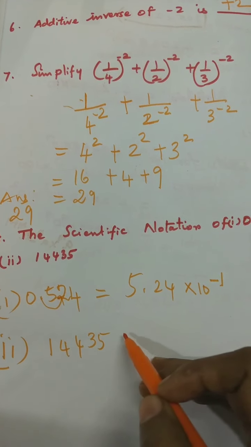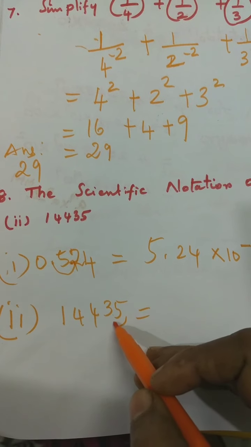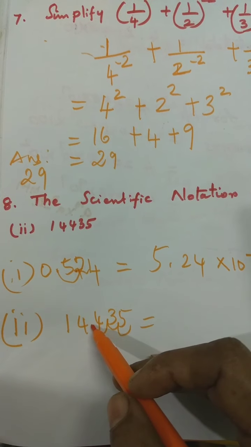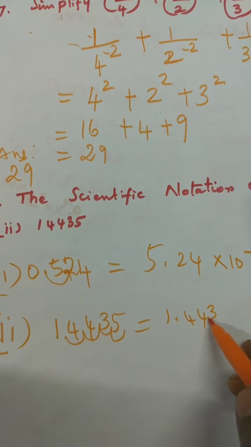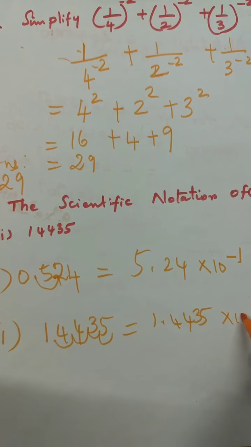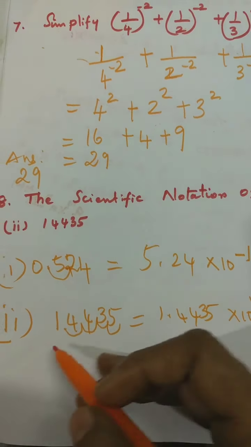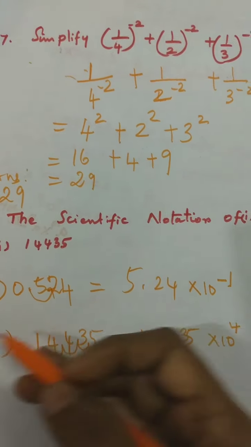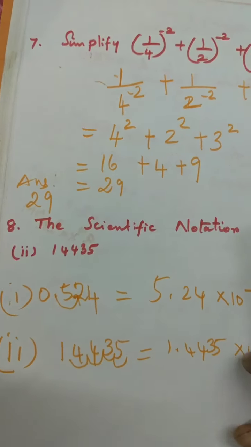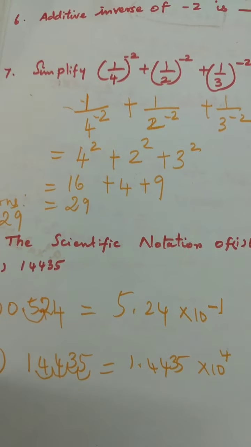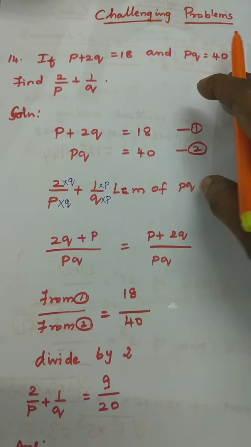14435. Here also, after 1 digit we put the point, we count 1, 2, 3, 4. So 1.4435 into 10 power 4. Yes. Okay. After 4 digits, it is positive because it is going from the right. In the previous one it was coming from the left, so negative. We shall see challenging problems.